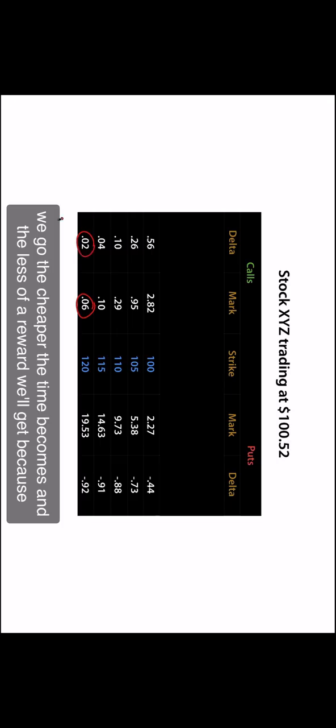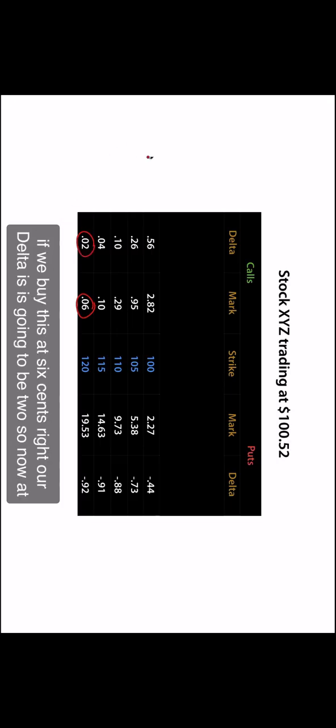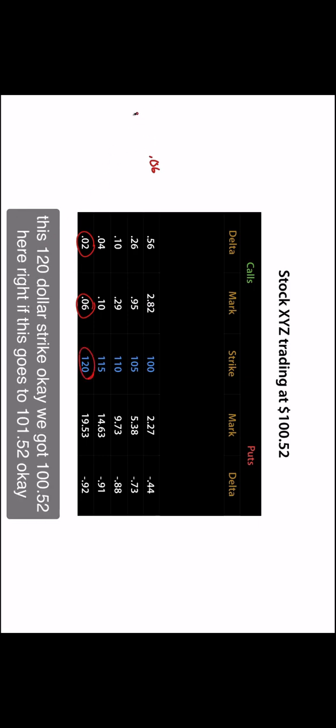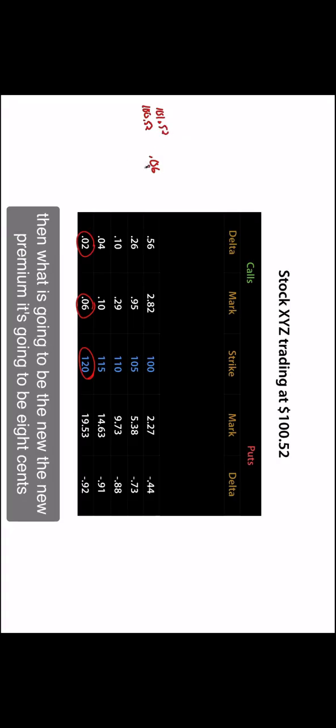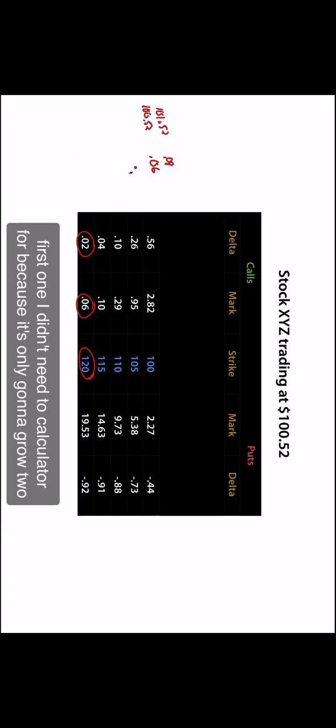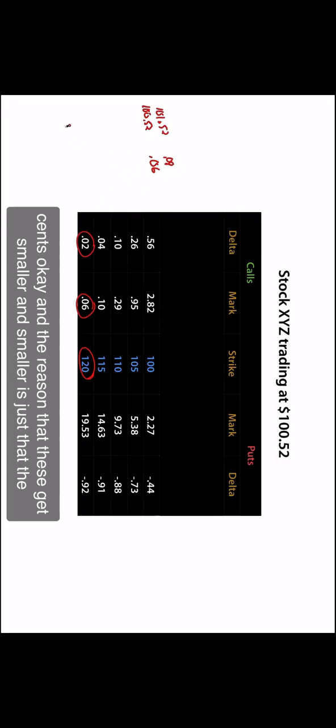And the less of a reward we'll get, because if we buy this at 6 cents, our delta is going to be 2. So now at this $120 strike, we've got 152 here. If this goes to 101.52, then what is going to be the new premium? It's going to be 8 cents. The first one I didn't need a calculator for because it's only going to grow 2 cents.